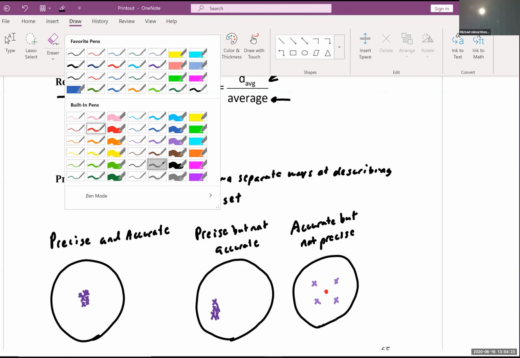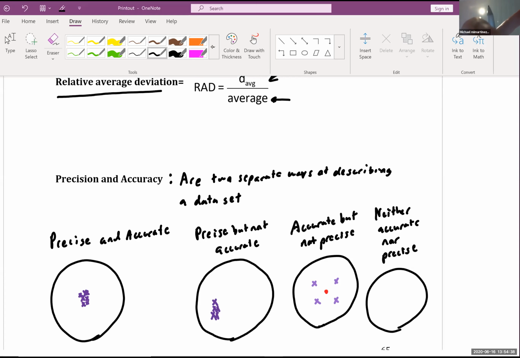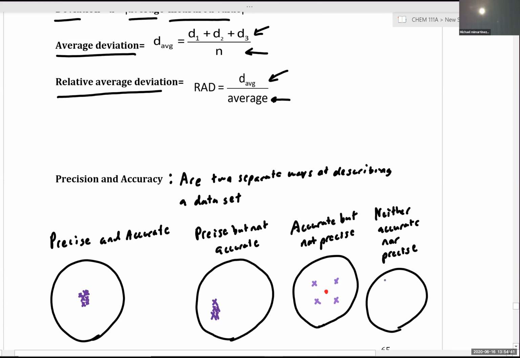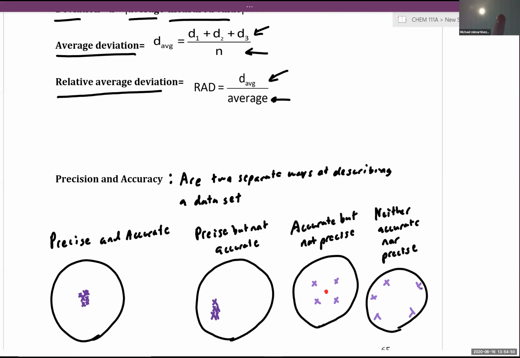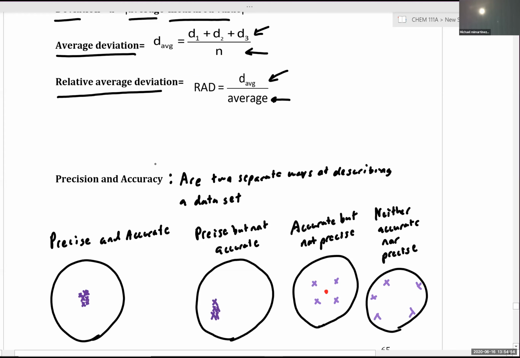And of course, in the worst case, you can be neither accurate nor precise, in which case your data set is just a complete mess and it's all over the place. Okay, so this helps you visualize this idea that precision and accuracy are two different terms and they mean very specific things.